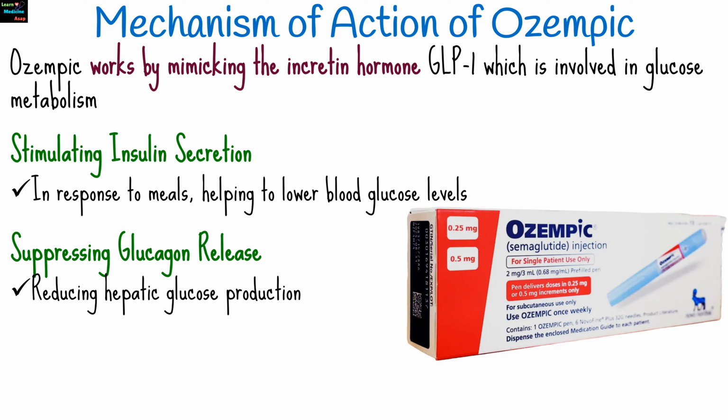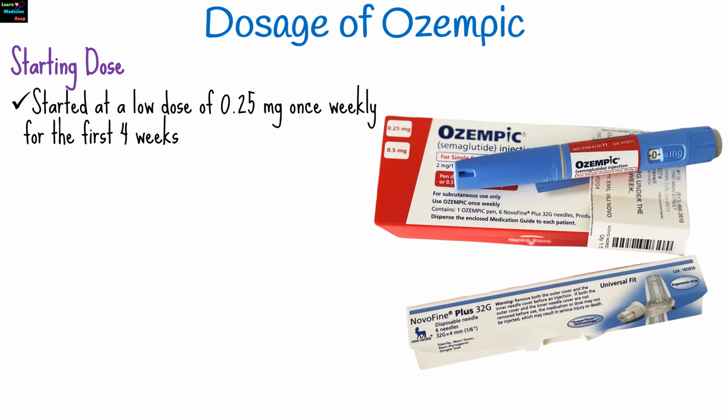to weight loss. Typically, Ozempic is started at a low dose of 0.25 mg once weekly for the first 4 weeks to reduce gastrointestinal side effects. After the initial period, the dose is increased to 0.5 mg once weekly. Based on glycemic response, it can be further increased to 1 mg once weekly. The maximum dose is 2 mg once weekly.